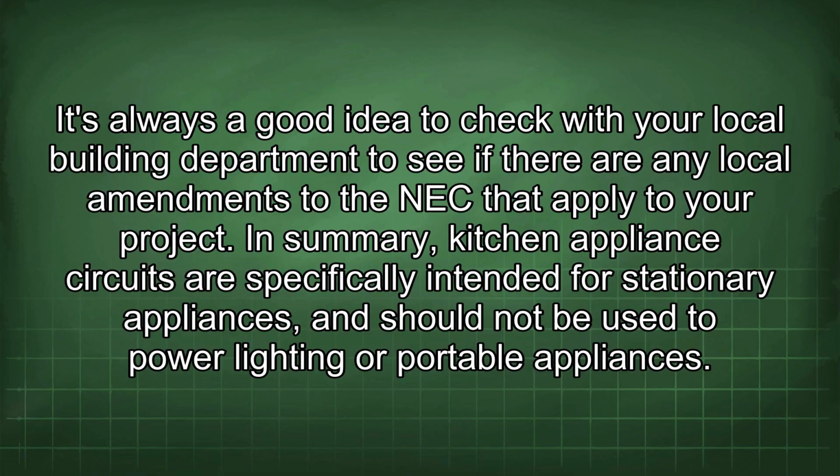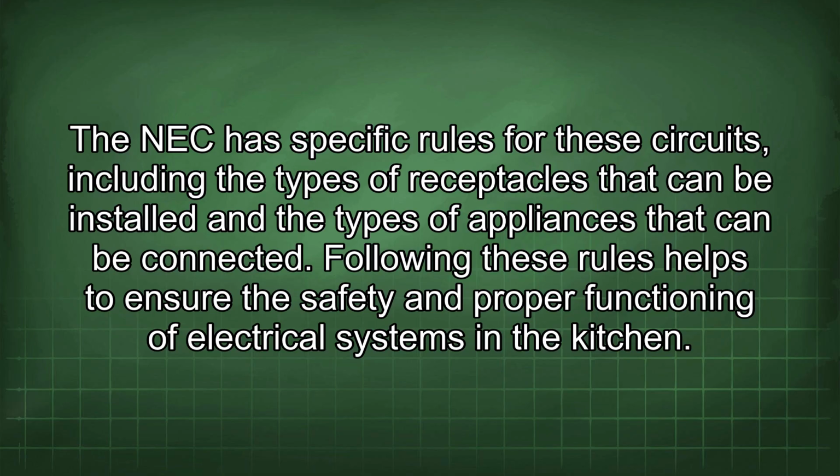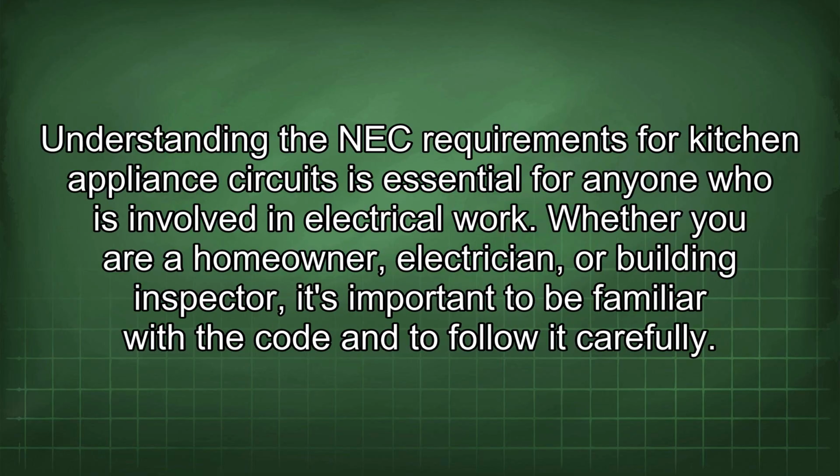In summary, kitchen appliance circuits are specifically intended for stationary appliances and should not be used to power lighting or portable appliances. The NEC has specific rules for these circuits, including the types of receptacles that can be installed and the types of appliances that can be connected. Following these rules helps to ensure the safety and proper functioning of electrical systems in the kitchen. Understanding the NEC requirements for kitchen appliance circuits is essential for anyone who is involved in electrical work. Whether you are a homeowner, electrician, or building inspector, it's important to be familiar with the code and to follow it carefully.